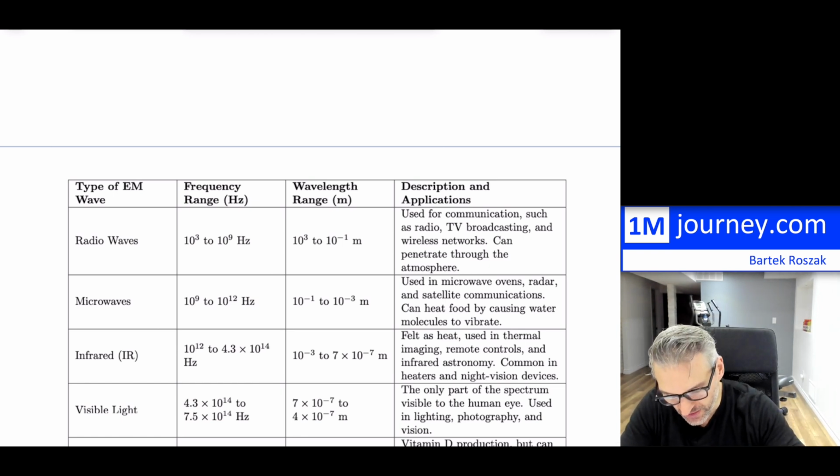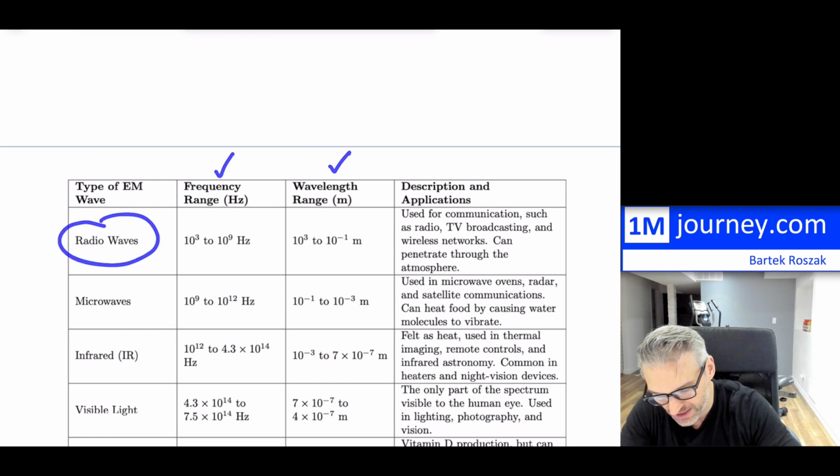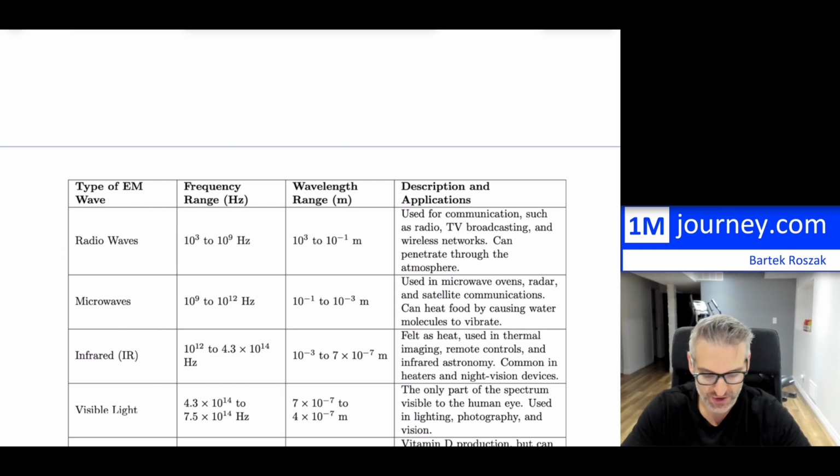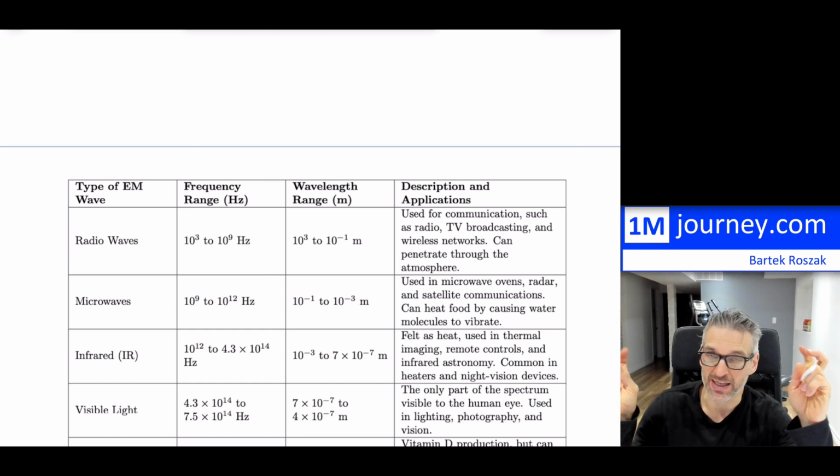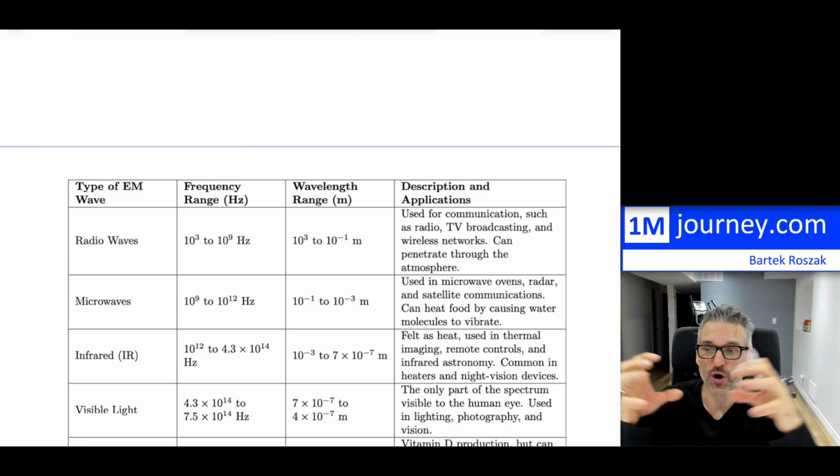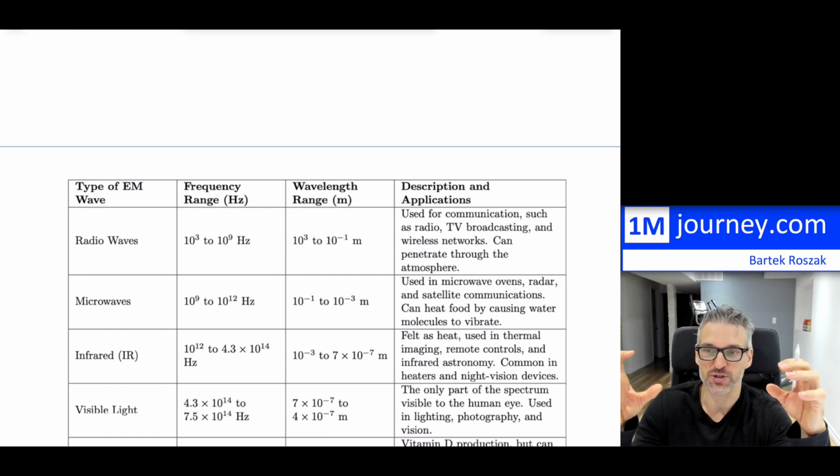Now, this frequency and wavelength is what we utilize for radio waves, which is mostly to do with the communication side. So it has radios. If you're thinking about AM radio, FM radio, you have TV broadcasting, and you have networks that are carried out. They're all along this particular spectrum.